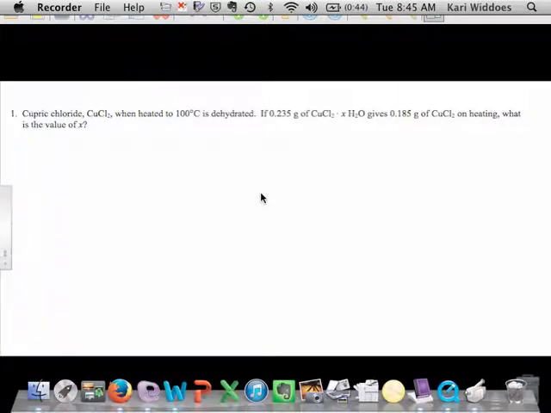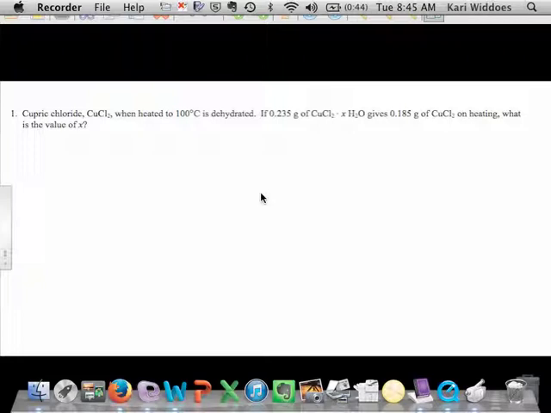Okay. This is hydrates. What's a hydrate? It's water trapped. It's different than dissolving. It's water trapped. How do you get rid of the water? Heat it. The water evaporates.